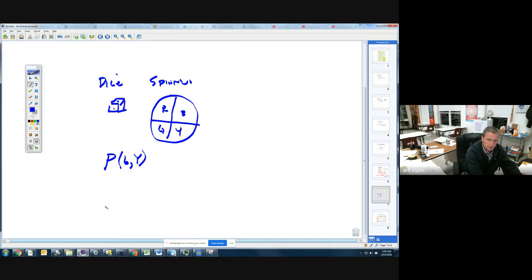Okay. Rather than doing the whole sample space of that thing, you can just do this. What is the probability of rolling a 6? Well, there's 6 sides to a dice. There's only one of them that's a 6. What is my probability of spinning a yellow? Well, there's 4 combinations there, and only one of them's yellow. What is the probability of both things happening? 1 out of 24.